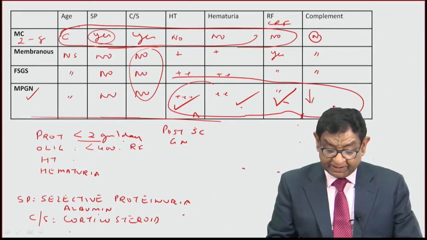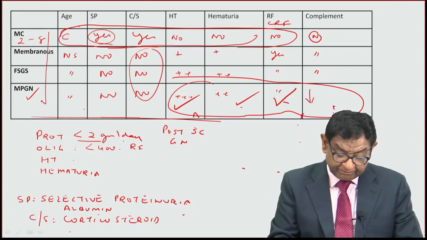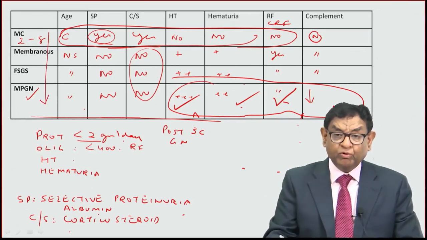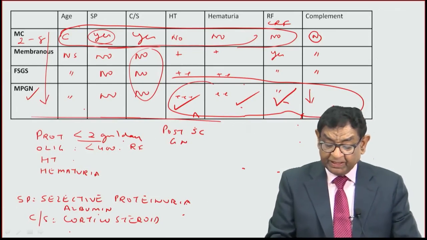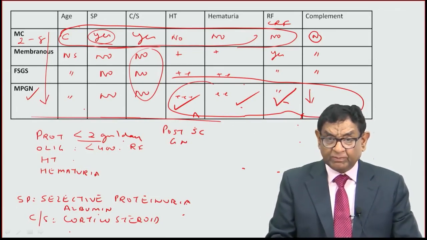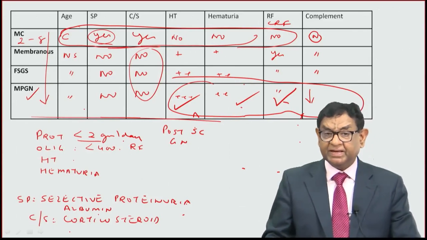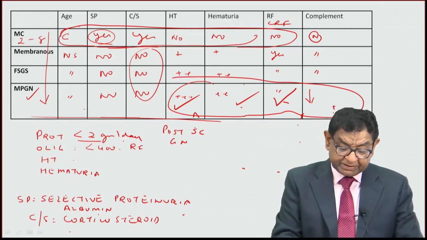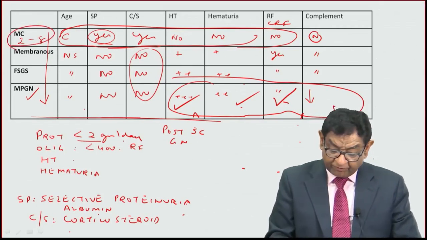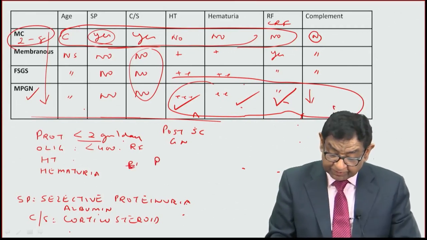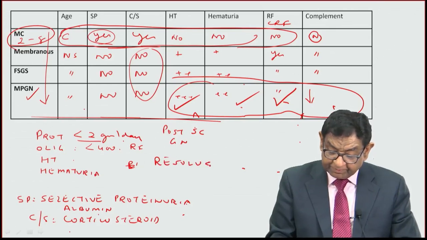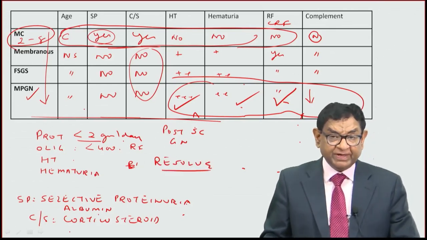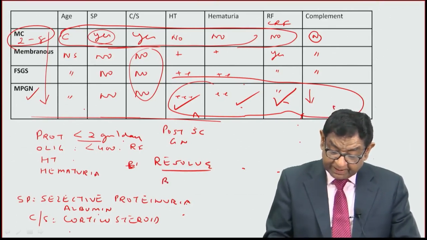One more thing you should appreciate. As we go from minimal change toward MPGN, we are getting more and more features of nephritic syndrome. We persistently get more and more hematuria and hypertension with each step from minimal change to MPGN. And one more thing, in minimal change, majority of the time spontaneous resolution occurs. With treatment, they become all right. That's why we never do biopsy. Biopsy is never done in minimal change.